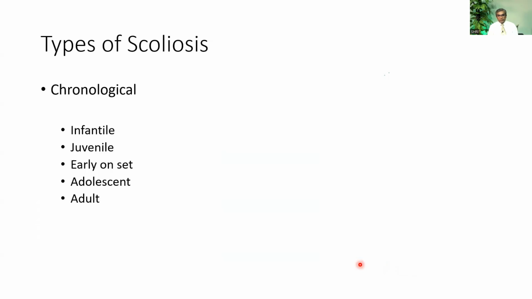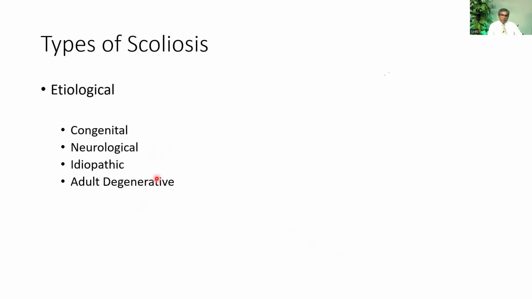So the next topic. So we need to know the types of scoliosis, right? So they can be classified in two ways. First is chronological, in the sense the time of occurrence. So chronologically, we can divide them into infantile, juvenile, early onset, adolescent, and adult. So I think that's self-explanatory. Then another way of classifying them is what we call etiological. Etiology in the sense the cause.